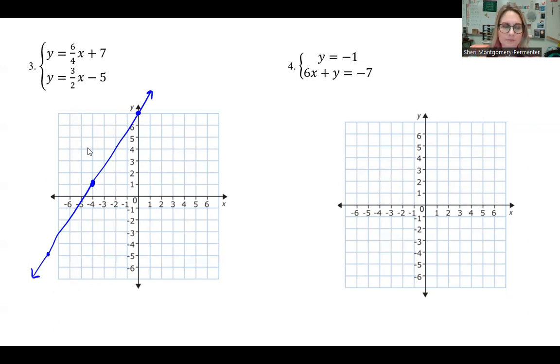There's my first graph. For my second graph, I'm going to do the same thing. So for this one, I'm going to go put a point at -5. And then this slope says that I'm going to go up 3 and then over 2. Up 3, over 2.